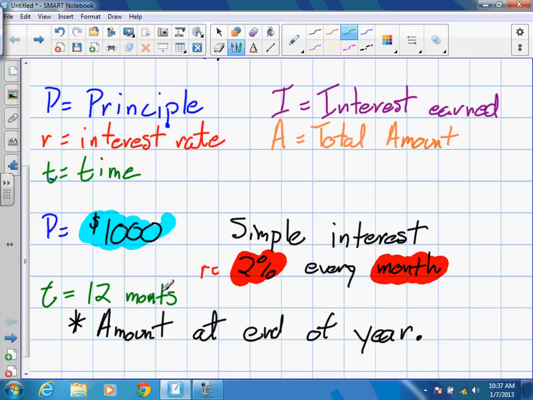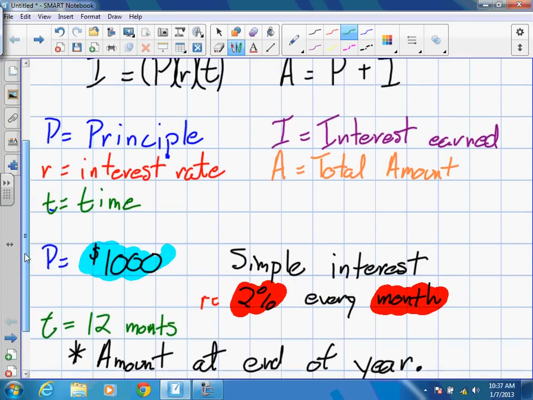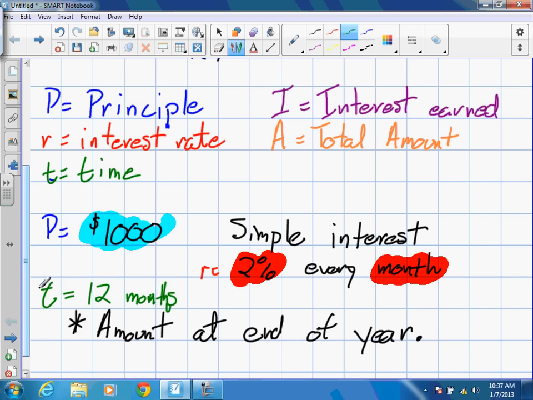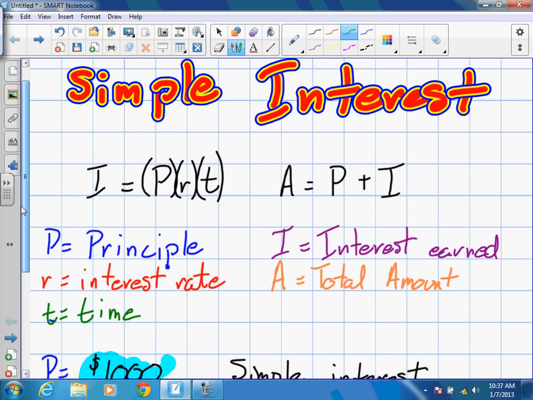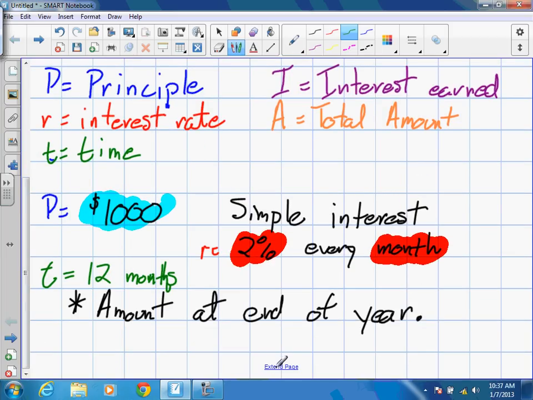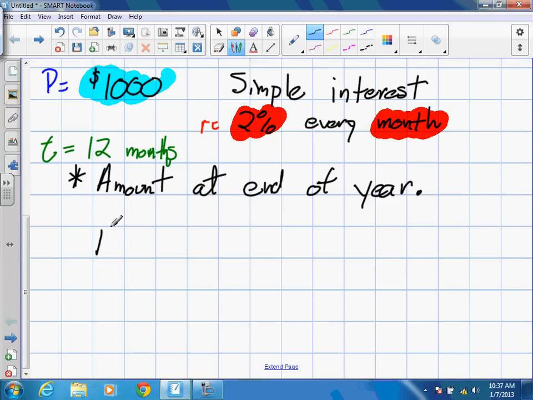So what we're going to do is first figure out the total interest you're going to earn. And then we're going to figure out how much is in the account, and you're going to discover that's very simple to do. But we're going to use our simple interest formula. I, which is the total amount of interest, is equal to P R T. If these letters are beside each other, what's the operation between them? Multiplication.